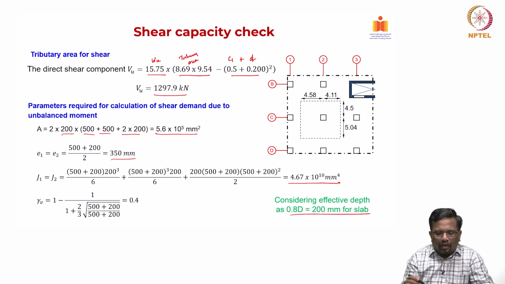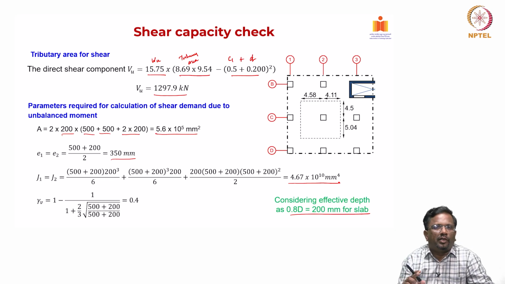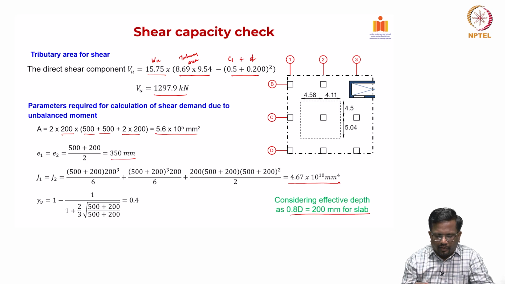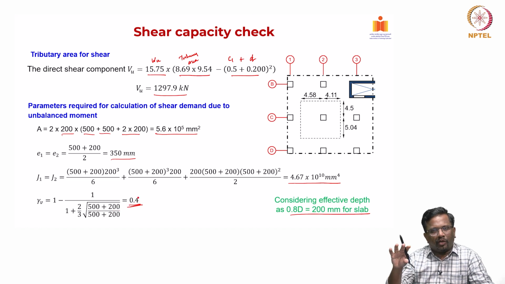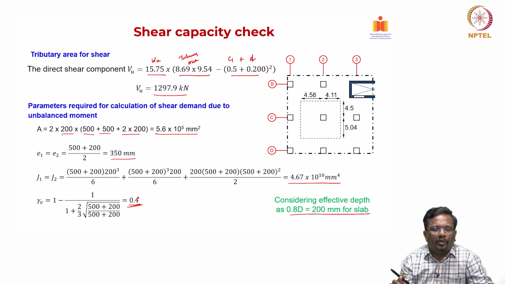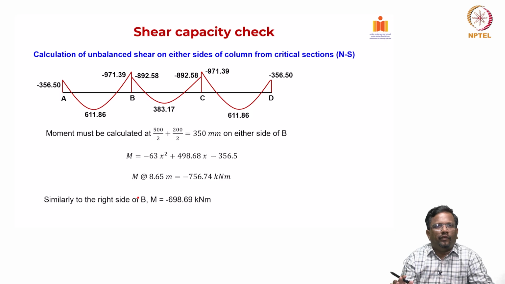Then the gamma V factor, how much of this unbalanced moment is actually getting transferred as flexure and shear. That also we found out using the equation. This is the column dimension plus your effective depth. So, that works out to be 0.4. That means whatever unbalanced joint moment is there, 40% of it will be transferred through shear, right. So, we can find that.